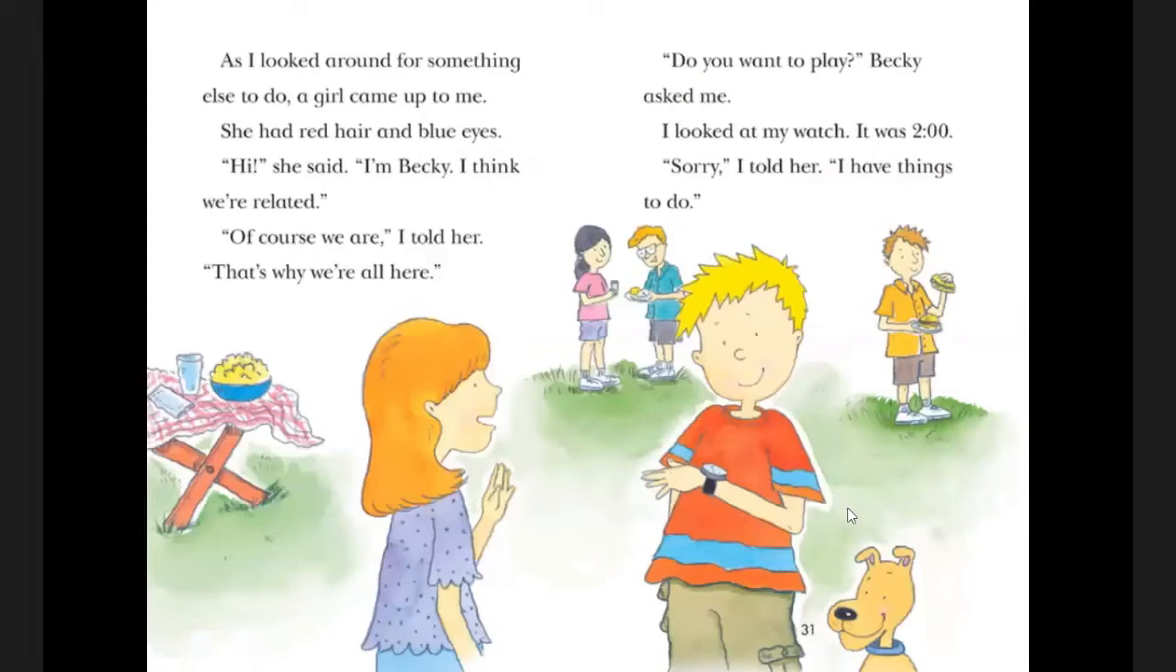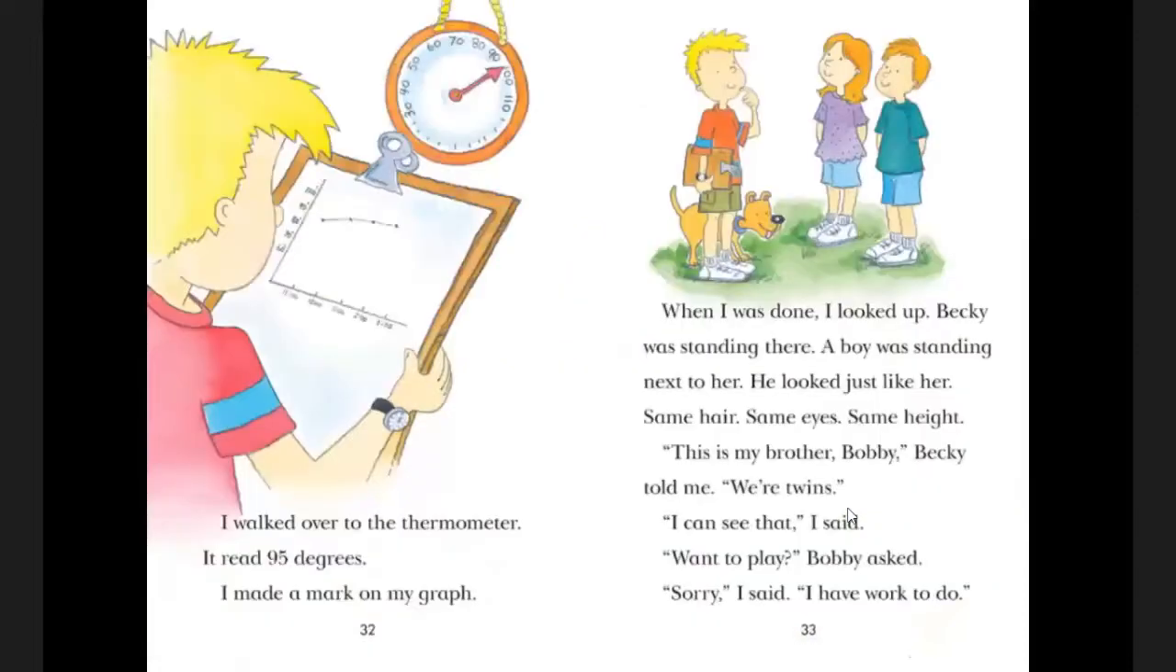As I looked around for something else to do, a girl came up to me. She had red hair and blue eyes. "Hi," she said, "I'm Becky. I think we're related." "Of course we are," I told her. "That's why we're all here." "Do you want to play?" Becky asked me. I looked at my watch. It was 2 o'clock. "Sorry," I told her. "I have things to do." I walked over to the thermometer. It read 95 degrees. I made a mark on my graph.